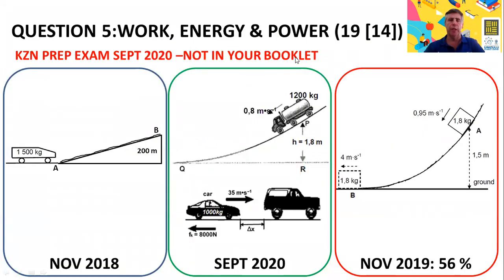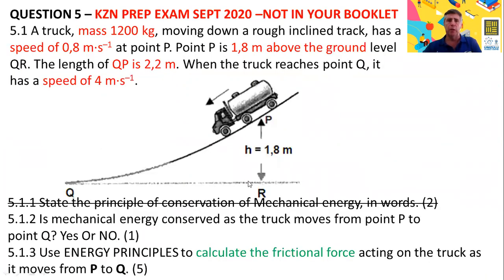So this one comes from the KZN preparatory exam, September 2020. It's not in your booklet, so just pay attention on the screen. Normally this question is for about 14 marks. This one was for 19 marks, so it was quite a big question. It actually had 2 parts. One, a truck on a slope, looking at non-conservative forces, and another one, 2 cars about to collide, looking at the work energy theorem.